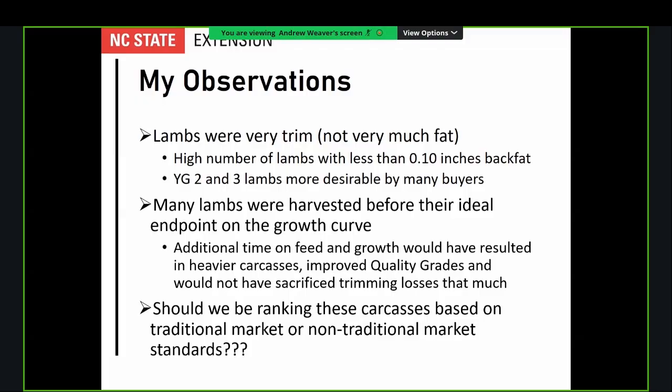If you have a very heavy muscled animal, with a large ribeye area and a lighter carcass weight, or lighter than expected, then to me that's a higher cutability, higher carcass merit animal, because at an equivalent carcass weight, it has greater than expected muscling for that weight.